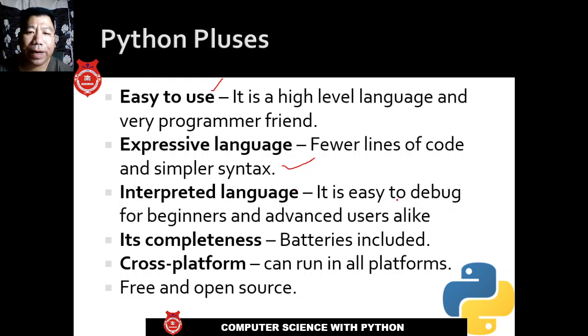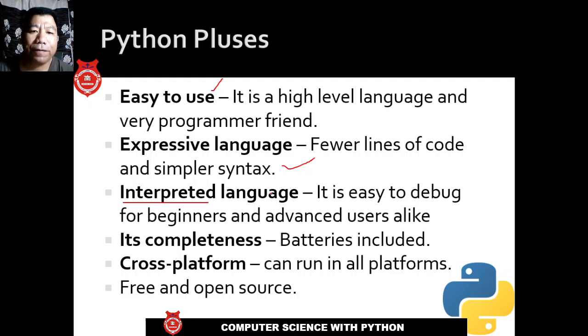It is also an interpreted language, and because of that it is easy to debug, or easy to find errors in the code, for beginners as well as advanced users. When you say interpreted language, it means that all the lines are translated one by one, all the source code is translated line by line.